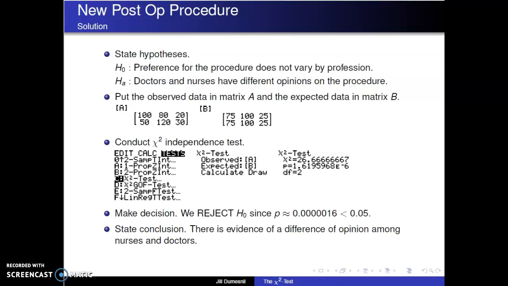Notice that this time we don't have to input the number of degrees of freedom. The output indicates a very small p-value, one that is essentially 0. Therefore, we reject the null hypothesis in favor of the alternate hypothesis. We conclude that there is evidence of a difference of opinion among nurses and doctors.